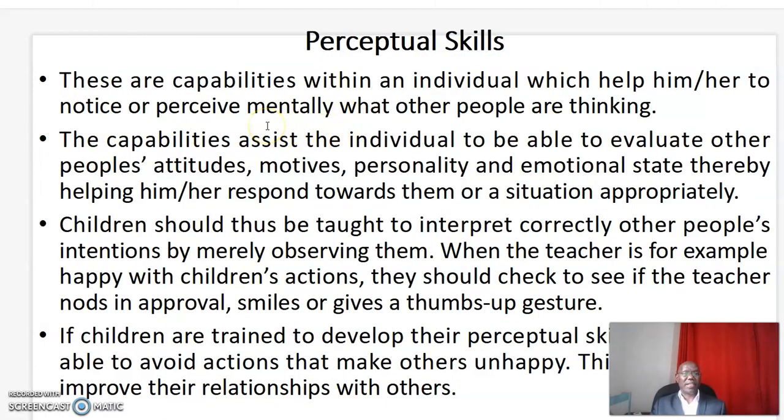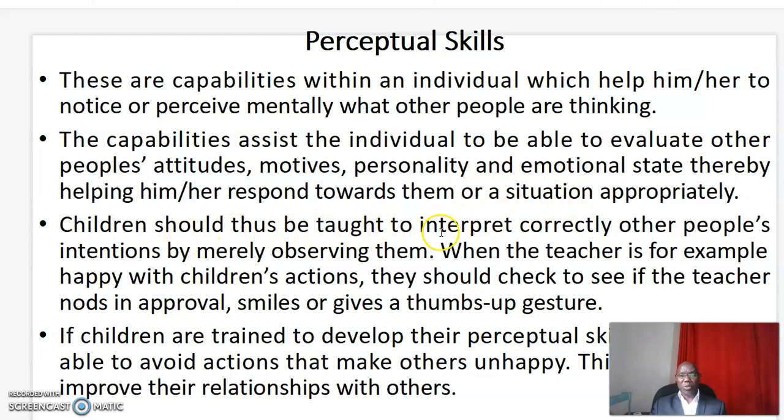Perception skills. These are capabilities within an individual which help him or her to notice or perceive mentally what other people are thinking. The capabilities assist the individuals to be able to evaluate other people's attitudes, motives, personality, and emotional state, thereby helping him or her respond towards them or a situation appropriately.